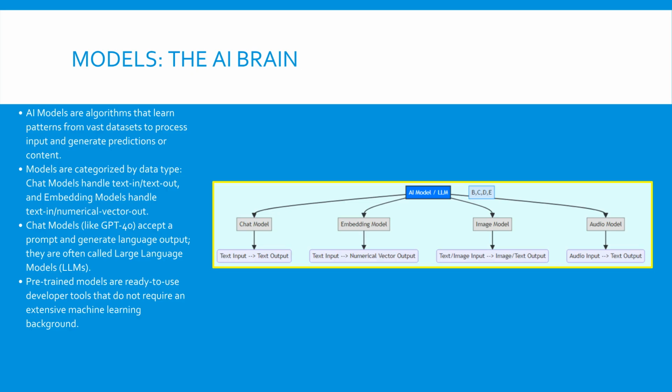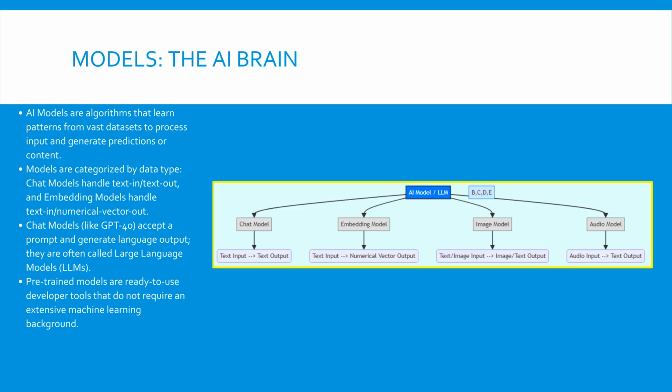This diagram illustrates the main types of AI models supported by Spring AI, all stemming from the general concept of an AI model or LLM. The chat model is used for conversation, taking text input and returning text output. The embedding model is different, converting text into a numerical vector, which is a key concept we will explore further, as it allows machines to understand meaning mathematically.